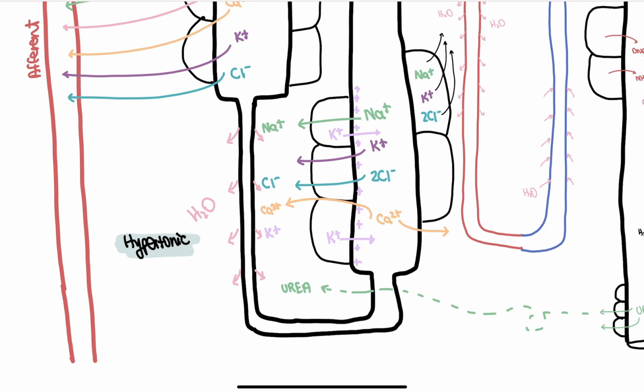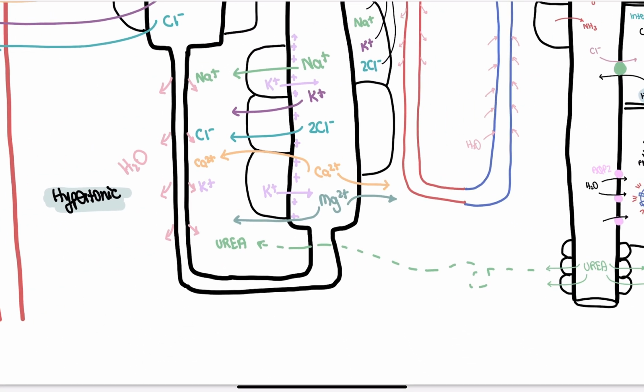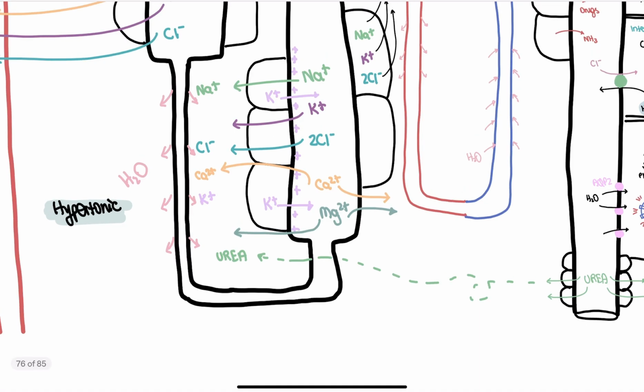I haven't written magnesium here, but it also repels magnesium. So magnesium can kind of just leak out as well. And the ROMK channel right here, we can write that, renal outer medullary potassium channel. This basically, or transporter, helps with that paracellular reabsorption as well.